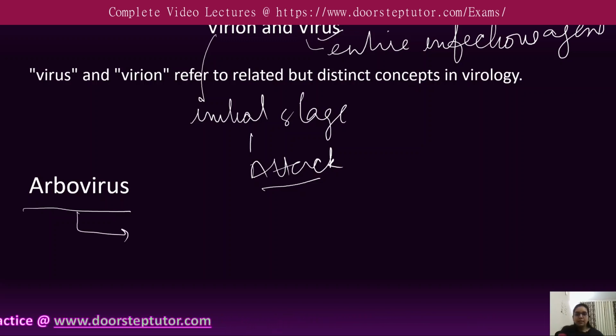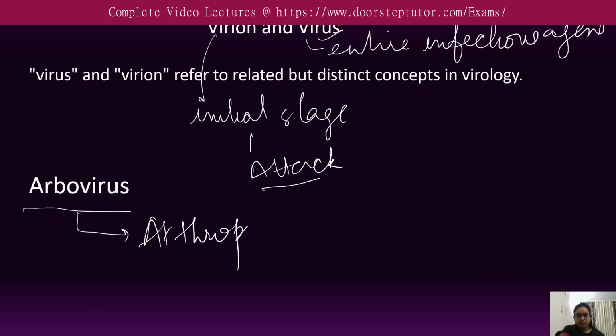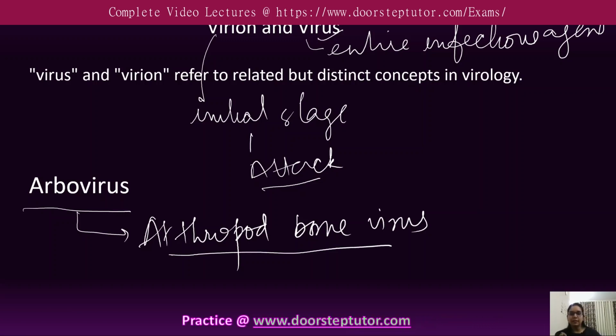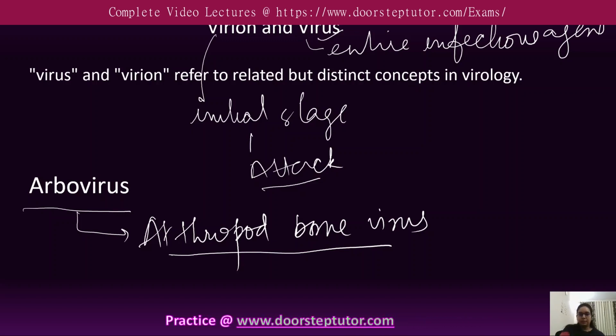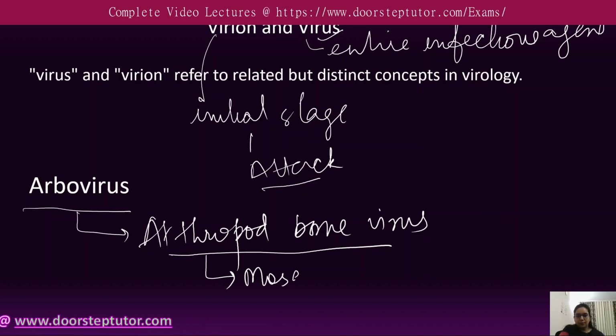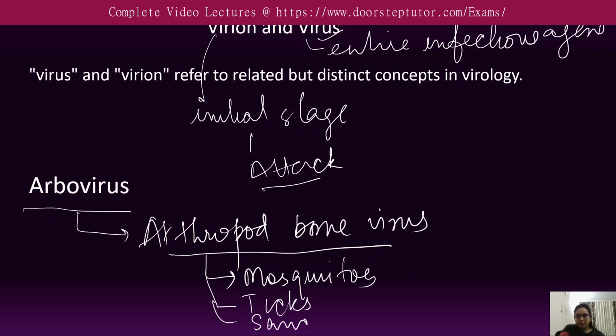Arbovirus is a term derived from arthropod-borne virus. These viruses do not cause infection directly; they need a vector to cause infection in the human body or any other host. They are primarily transmitted to vertebrates, including humans, through the bite of arthropod vectors, which include mosquitoes, ticks, and sandflies. These viruses are maintained in nature through a cycle of transmission between arthropod vectors and vertebrate hosts.